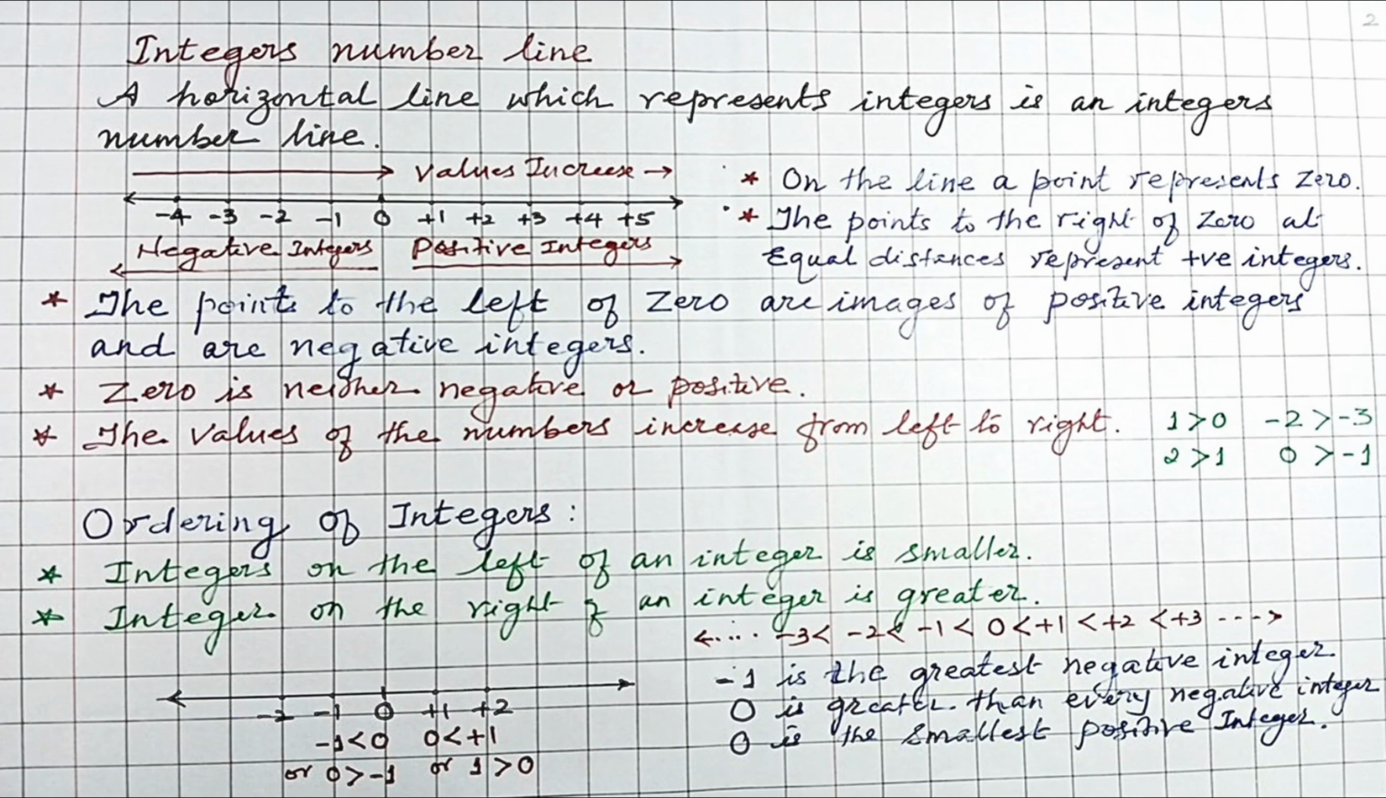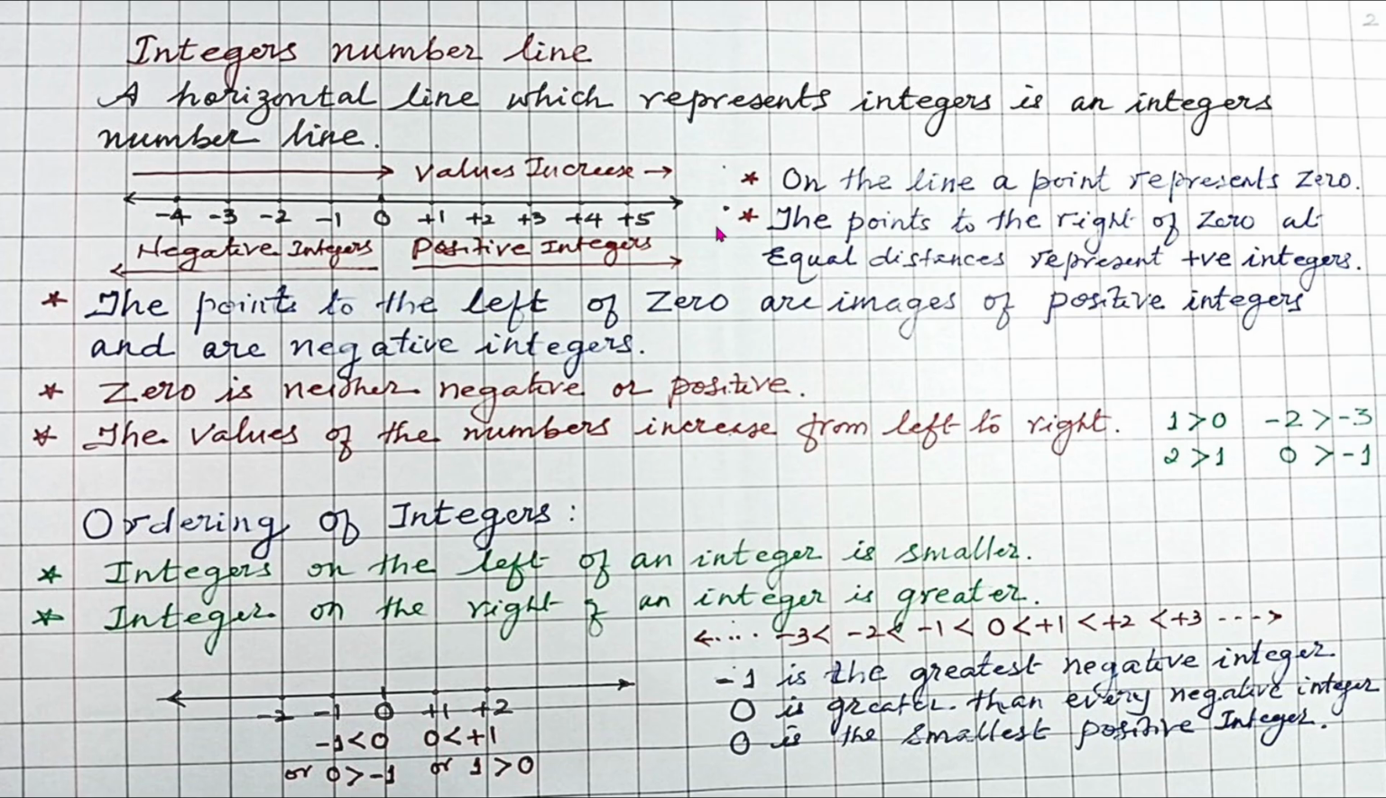Integers number line is the next thing what we have to learn. Integers number line is a horizontal line which represents integers. It means we have a horizontal line on which we have marked the integers. On the line we have 0, which is represented by a point, and towards the right of 0 we have the positive integers which are placed at equal distances, and to the left of 0 we have negative integers which are again placed at equal distances.